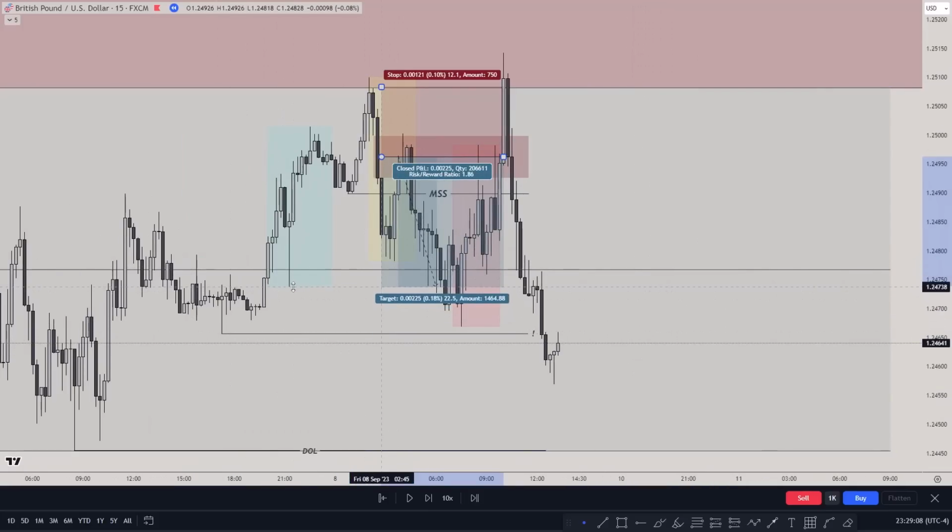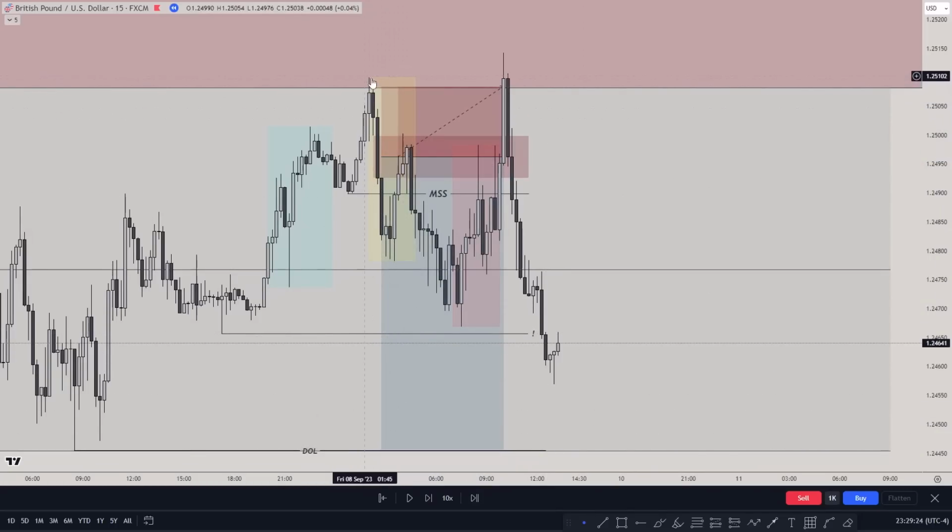I said I think the Asian low is the first target, and then extend it more into this level and the previous daily low. But in this case, it's unfortunate that it takes this level here, which is the previous London high, and then it goes lower. But you see how this is our trading zone. This is where we find the right trade opportunity.